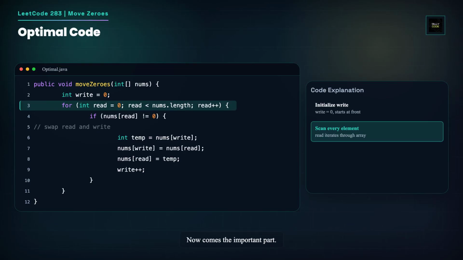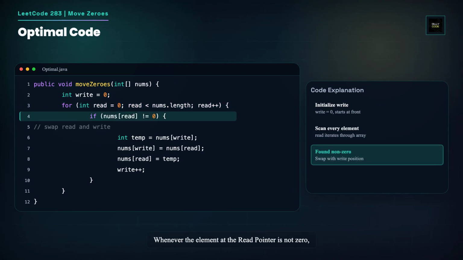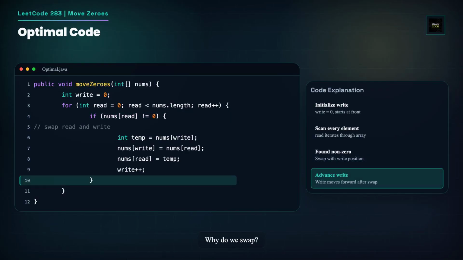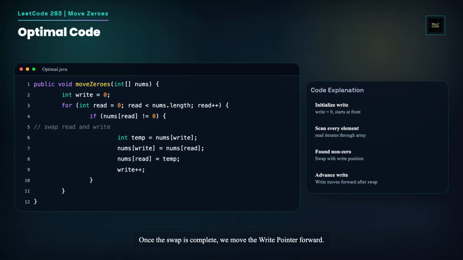Now comes the important part. Whenever the element at the read pointer is not 0, we swap it with the element at the write pointer. Why do we swap? Because the write pointer always points to the position where the next non-zero value belongs. Once the swap is complete, we move the write pointer forward. It's now ready for the next useful value.